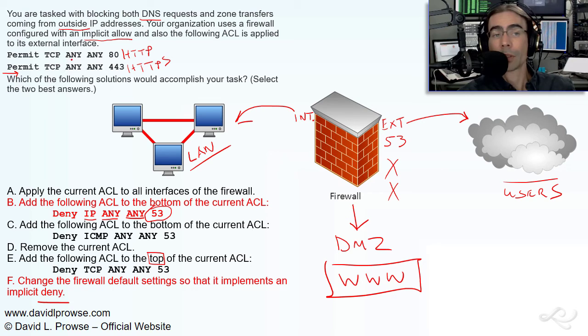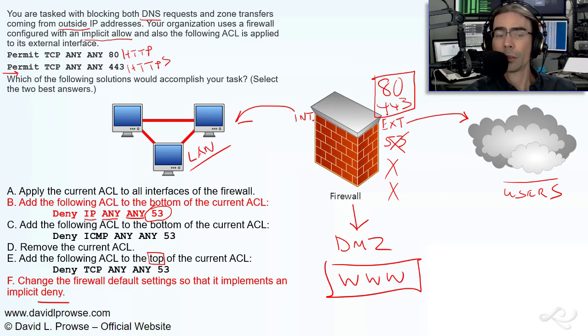And then you would have this ACL for HTTP and HTTPS. This way, everything is denied except for HTTP on 80 and HTTPS on 443, allowing users to connect to the web server or whatever. So 53, that's denied. 80 and 443, that's allowed. So that's why B and F are going to be the best answers here. Now let's take a look at the other answers.